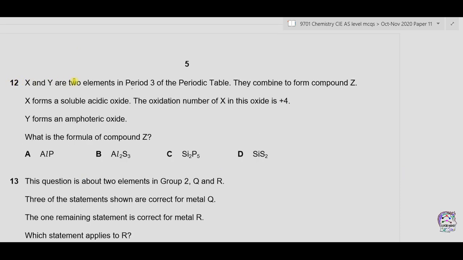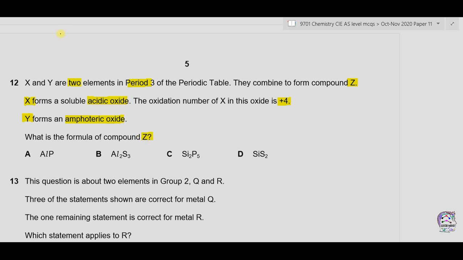Question 12. X and Y are two elements in period 3 of the periodic table. They combine to form compound Z. X forms a soluble acidic oxide. The oxidation number of X in this oxide is +4. Y forms an amphoteric oxide. What is the formula of compound Z?